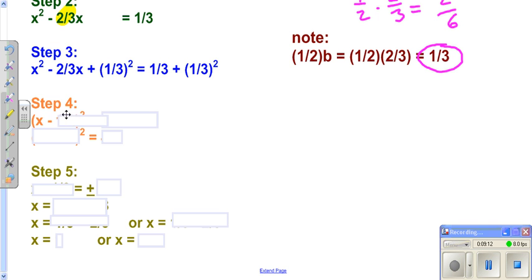Now, what goes at the end? Well, you got to look at the end up here. What was being squared up here? It was your 1/3. So I got to put the 1/3 there.